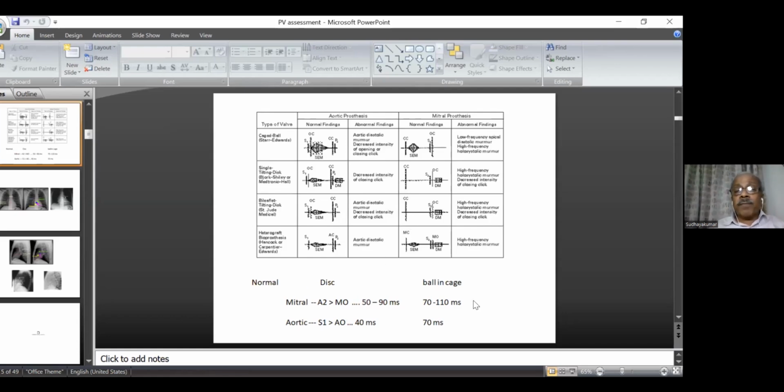Then phonocardiography, this is postgraduate, you should know. In a disc processes, in the aortic and mitral position, the second sound to opening click, that is aortic second sound to opening click, second sound to opening click in mitral position, and S1 to click in aortic position in disc processes is shorter than cage valve processes. This is the value you can note down.